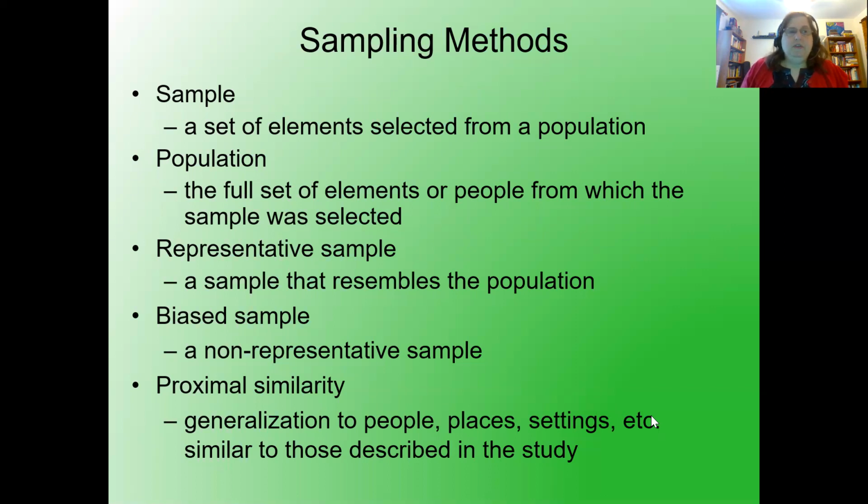Okay. Now, a representative sample is a sample that resembles the population, whereas a biased sample is a non-representative sample. So we are always hoping that we get a representative sample, and we like to use random techniques, and we're going to talk about those in a minute, to help us get a representative sample. Okay, proximal similarity. Basically what we're talking about here is how similar our sample is to our actual population. What generalizations to people, places, settings, etc., that are similar to those described in the study can we make?